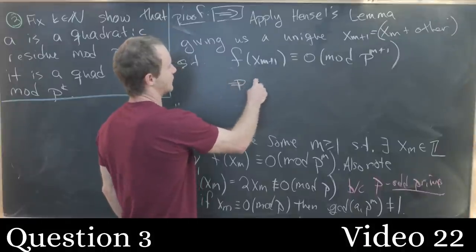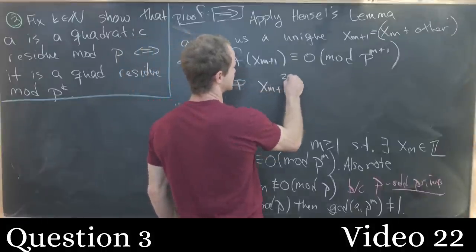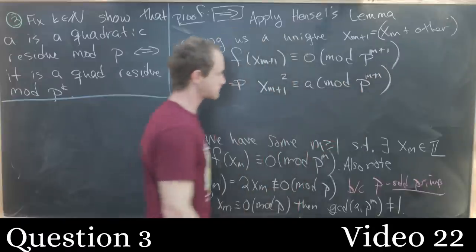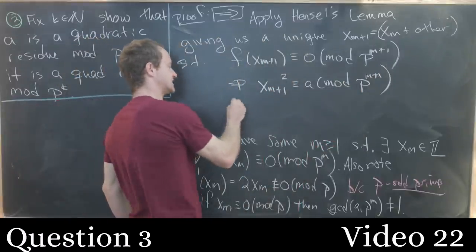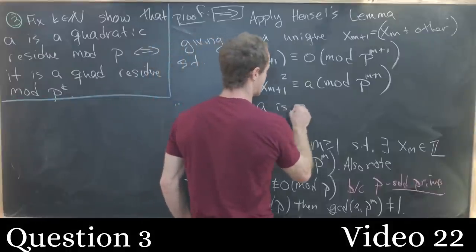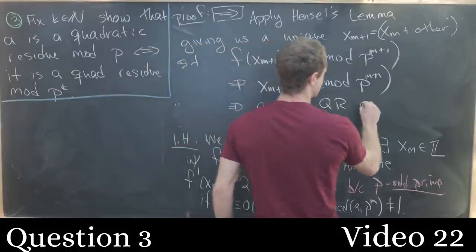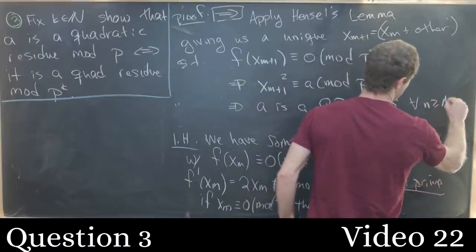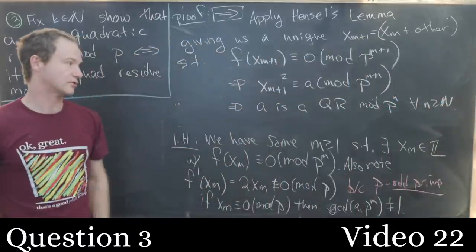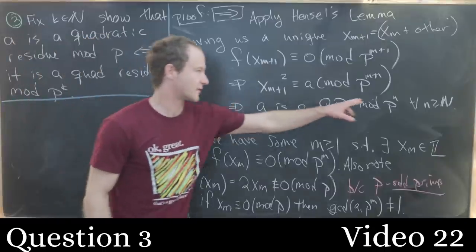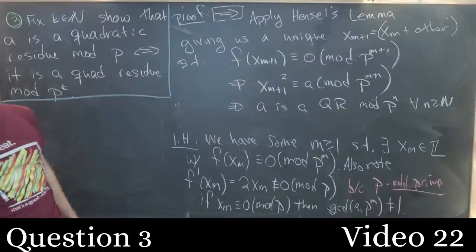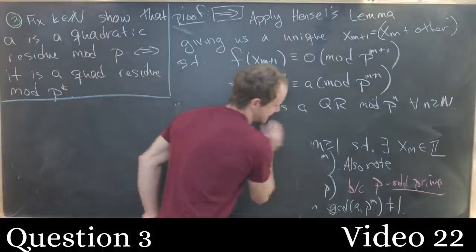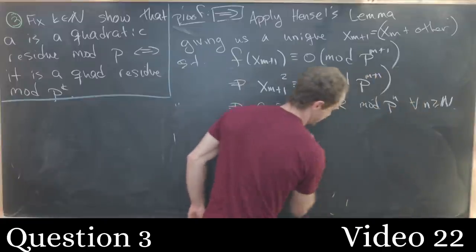But now, recalling what f was, this means that x_{m+1} squared is congruent to a mod p^{m+1}. That essentially tells us that a is a quadratic residue mod p^n for all natural numbers n. The induction proves that. But if it's true for all n, then it's true for our fixed k over here. Okay, good. So that is the forward direction of this proof.